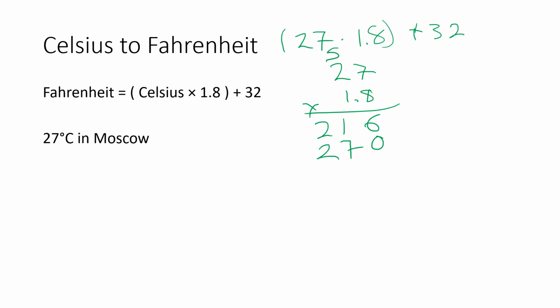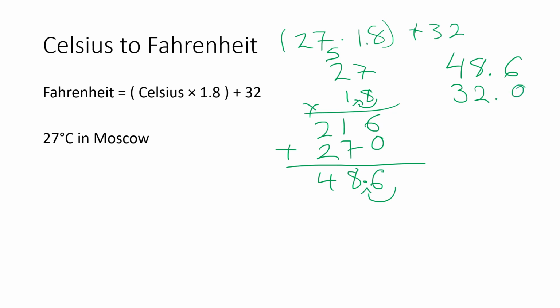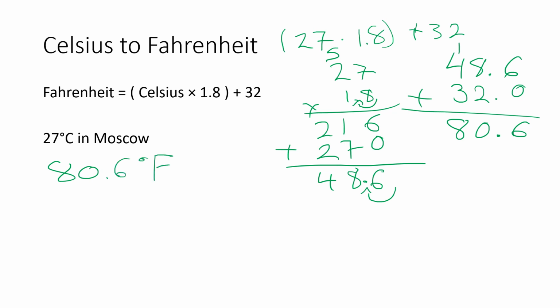1 times 7 is 7. 1 times 2 is 2. And add. So 6 plus 0 is 6, 7 and 1 is 8, 2 and 2 is 4, and we had a decimal that moved over once, so our decimal is going to do the same. So we get 48.6. So now 48.6 plus 32, make sure you line up everything properly. 6 plus 0 is 6, 8 and 2 is 10, carry your 1, 4 and 1 is 5, plus 3 is 8. So 27 degrees in Moscow, or 80.6 degrees Fahrenheit. Also sounds very lovely, probably nice to hang out there as well.